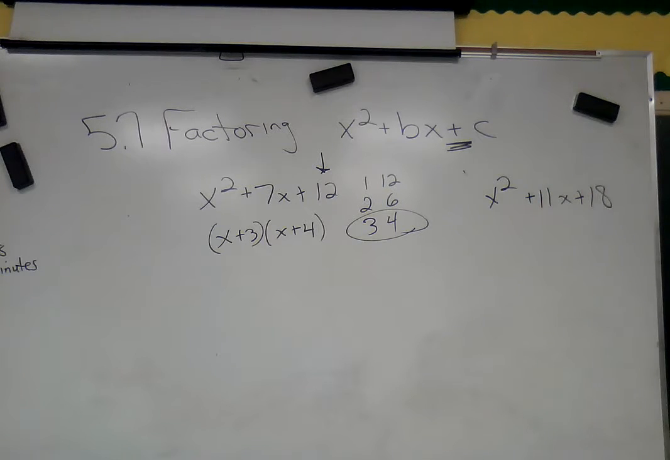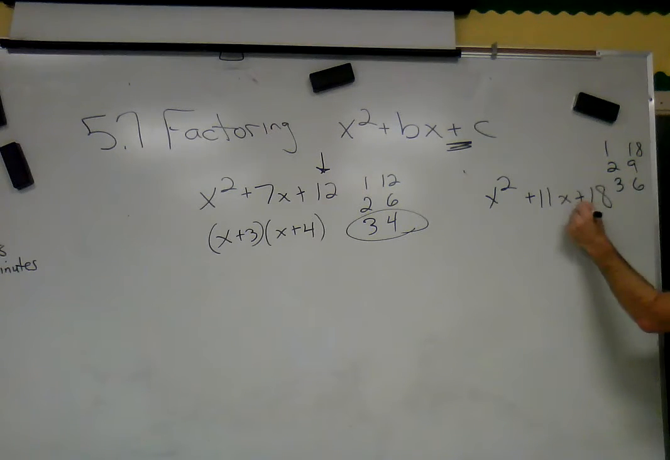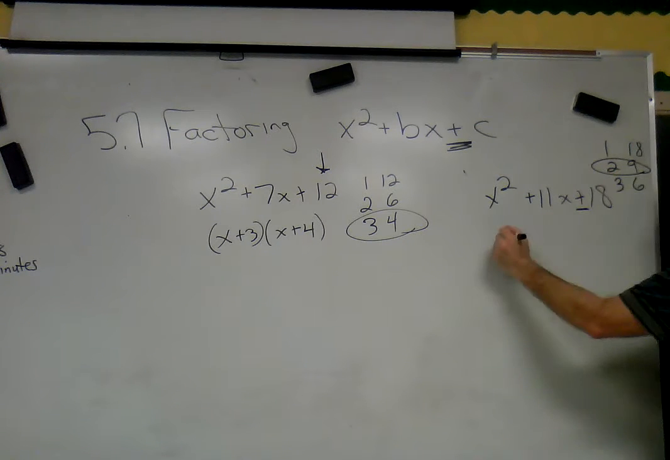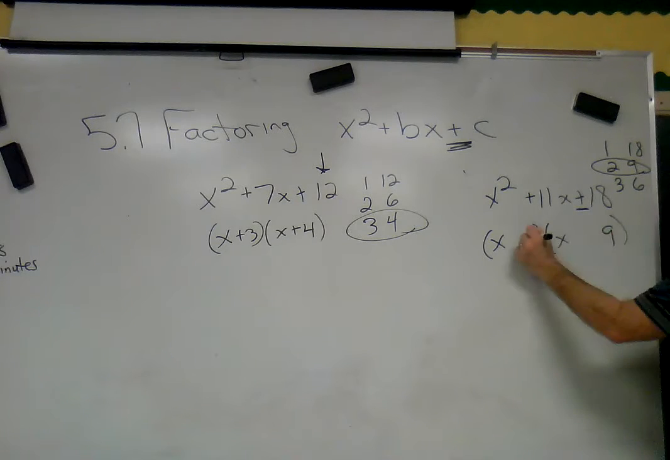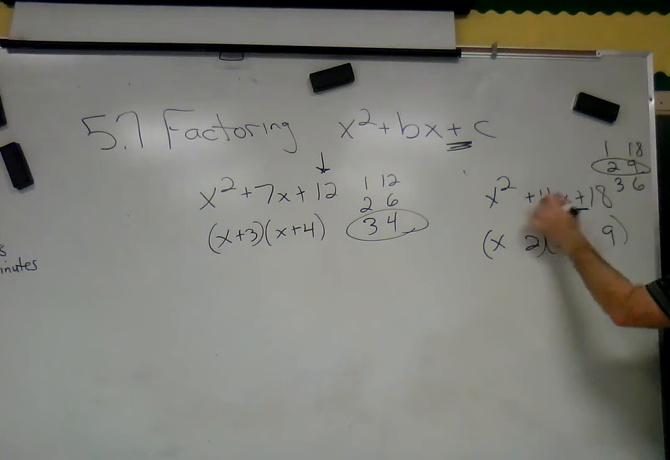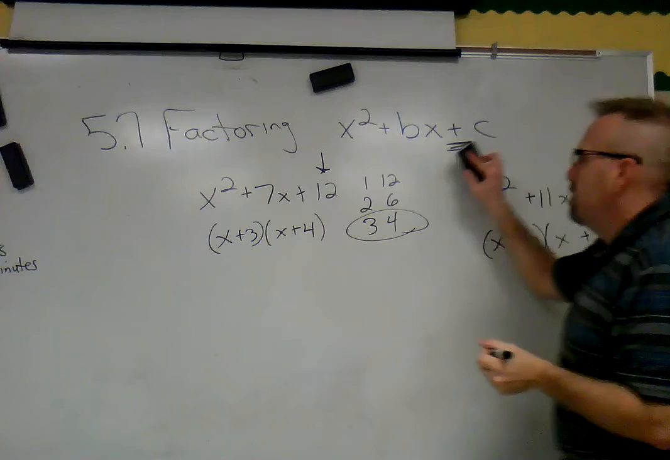x squared plus 11x plus 18. So what would our factor pairs be? 1 and 18, 2 and 9, 3 and 6. So we want the pair that adds to be 11. 2 and 9. So we get x, we get 9, we get 2. Again, it's positive 11, so we need positive. So let's do one where we'll have some subtraction signs.